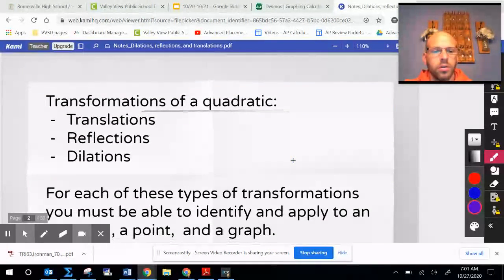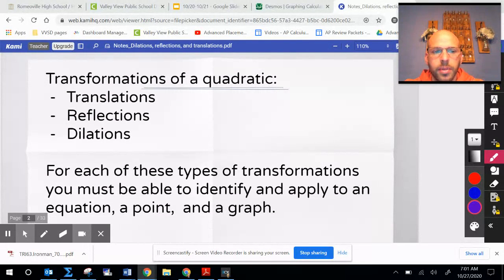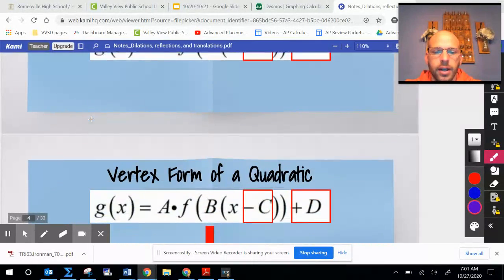Okay? So just real quick, there are three transformations. So you can see them here, translations, reflections, and dilations. We'll review the first two, and then we'll learn the new type.